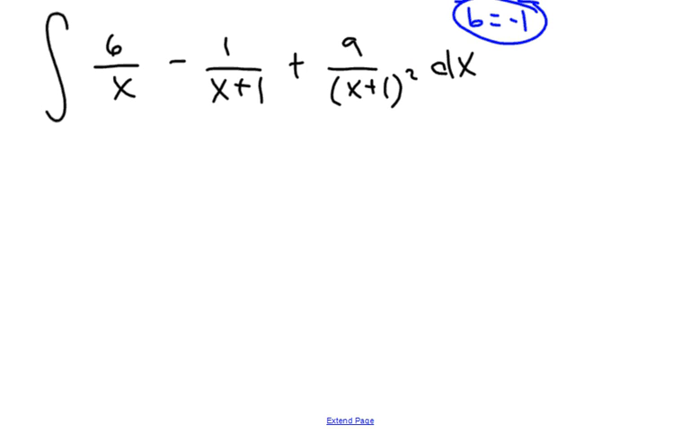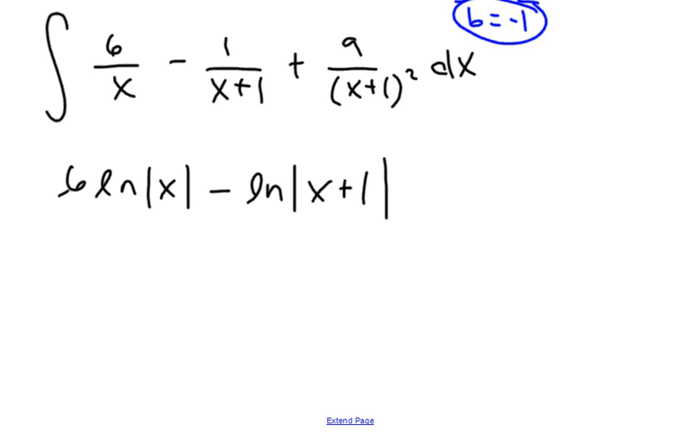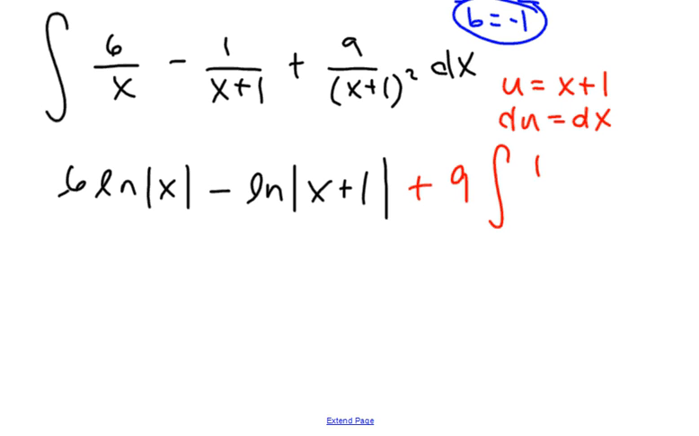So the integral of 6 over x is 6 times the natural log of the absolute value of x, minus the natural log of the absolute value of x plus 1. And don't get in the habit of saying that last one is 9 natural log, because that is not a natural log since the denominator is squared. For that last one you actually have to use regular u substitution, where u is x plus 1, du is dx. So that would be plus 9 times the integral of 1 over u squared du, which I prefer to write, when I'm integrating, as u to the negative 2.